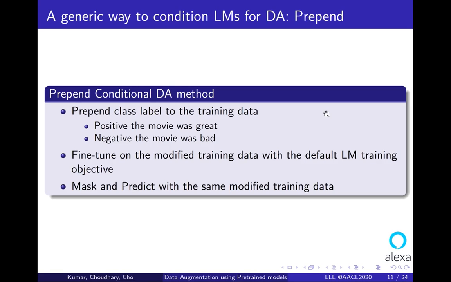A generic way to condition a particular language model is to fine-tune it on a modified training data set where we are prepending the class label to the training data set. So we can simply prepend the label to all training examples and fine-tune the pre-trained model with its default language modeling objective. Then the fine-tuned model can be used for training data augmentation using the mask and predict technique. This simple technique does not make any assumptions about the model architecture and can be applied to any pre-trained model.